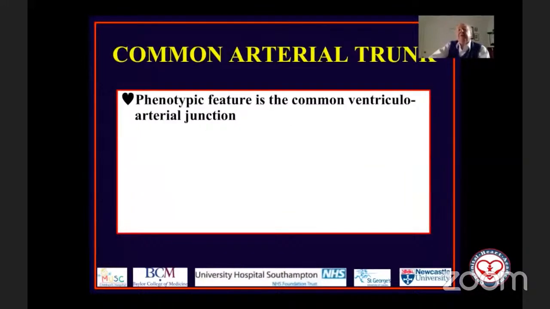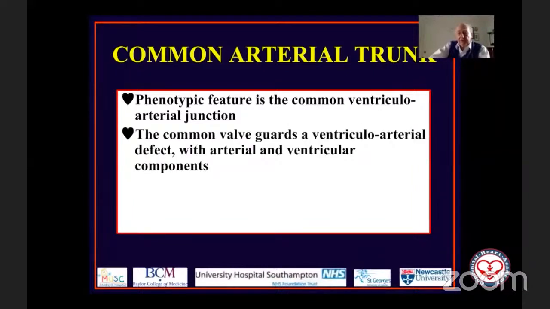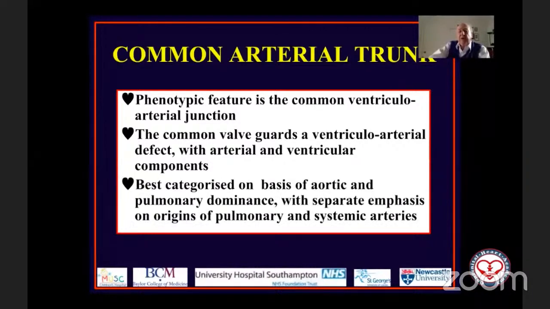So if we wrap everything up, that is the take-home message. The phenotypic feature of all the hearts we've been discussing today is the commonality of the ventricular arterial junction. And what we've tried to show you is that that common valve, that common ventricular arterial valve, is guarding a ventricular arterial defect that has arterial and ventricular components. What I hope we've also shown you is that when you're thinking of a simple way to distinguish the arrangement of the intrapericardial arterial pathways, that is best done on the basis of aortic and pulmonary dominance.